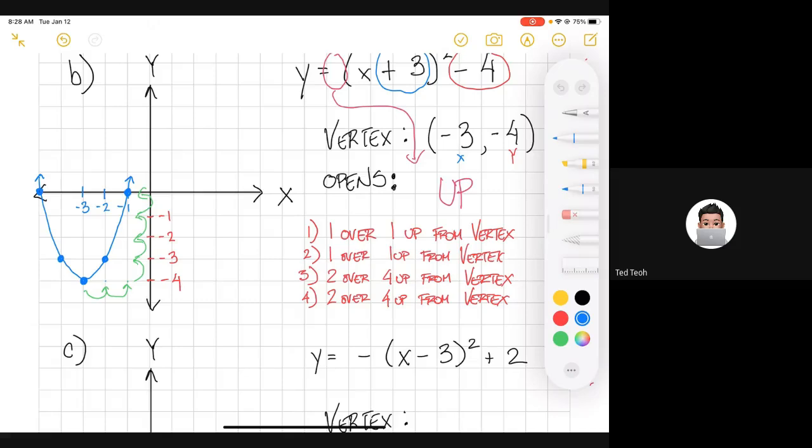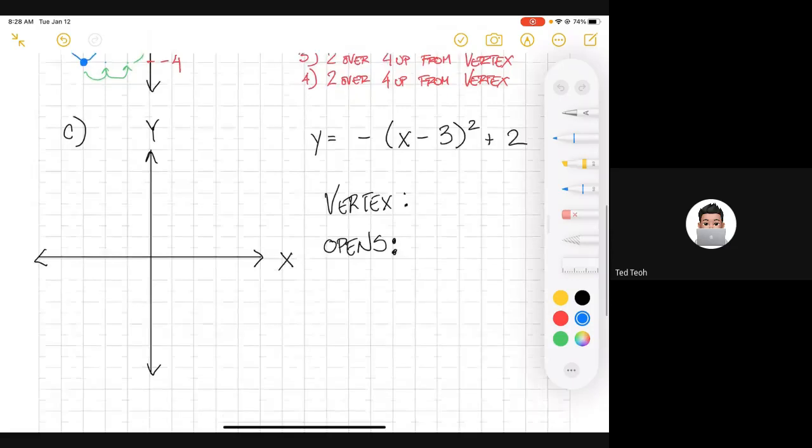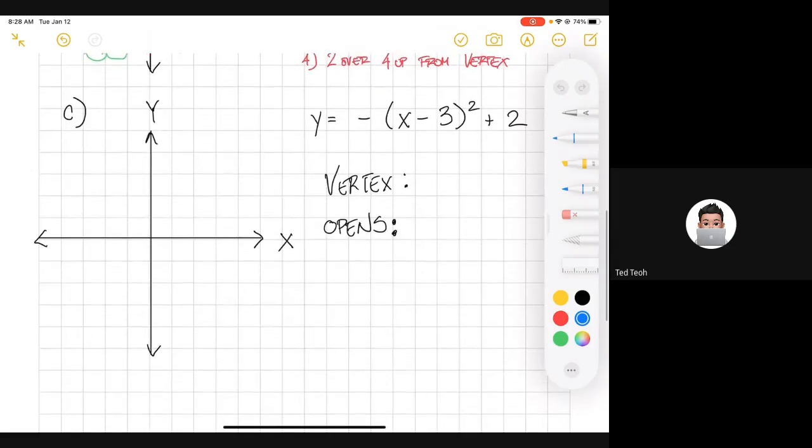All right, is everybody okay with the first two examples? Again, you can always come back and watch this video if you're lost. Okay, let's try the third example. You're going to notice the steps are going to be very similar. Step one, write out what the vertex is. The vertex consists of the number inside the bracket and a number outside the bracket. So in this case, it's going to be +3 because it's the opposite sign, and +2.